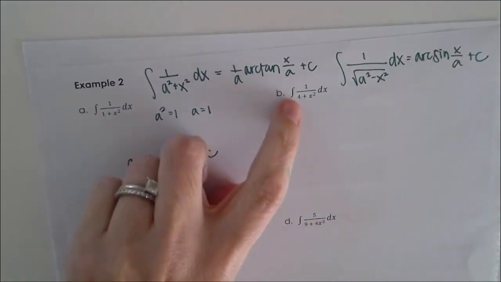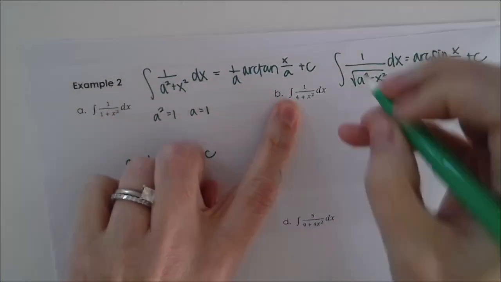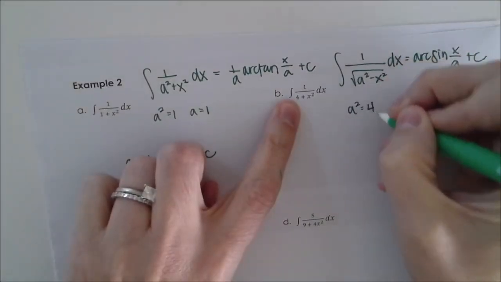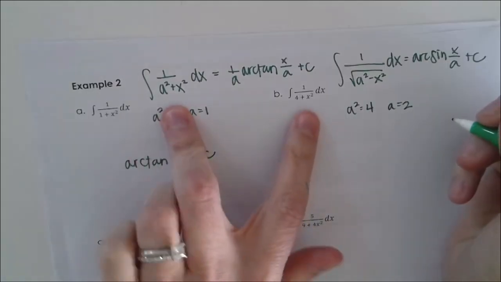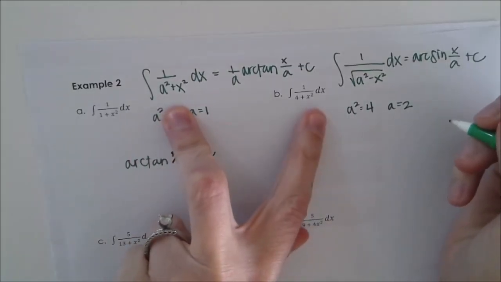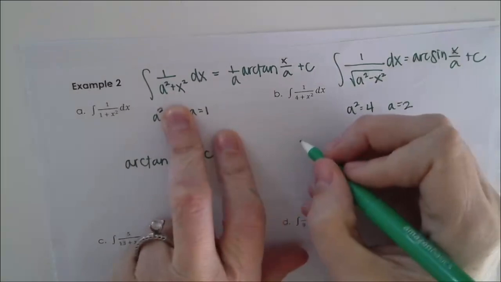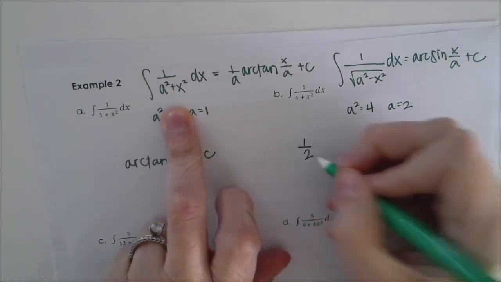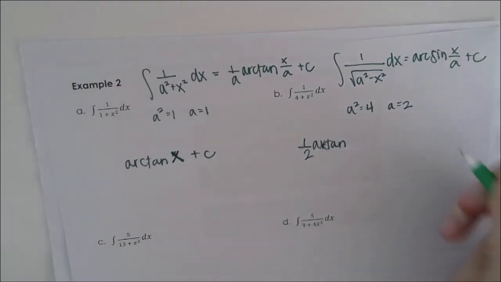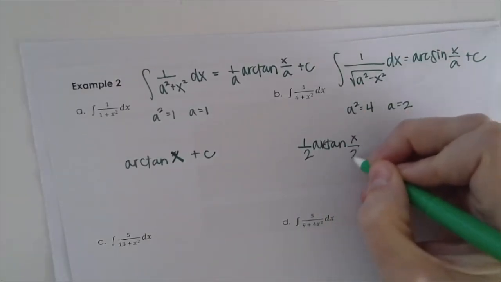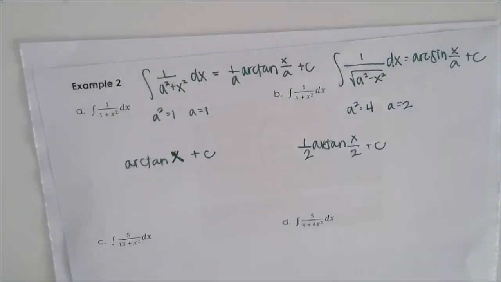Next one, the number in my a squared position is 4, so a squared is 4, so that means my a is 2. Again, this is the arctangent. It matches almost perfectly. So 4 plus x squared on the denominator. We've got 1 over our a, which we just found was 2. Arctangent, whoops, there's a c in there. x over 2, our a value, plus the c.